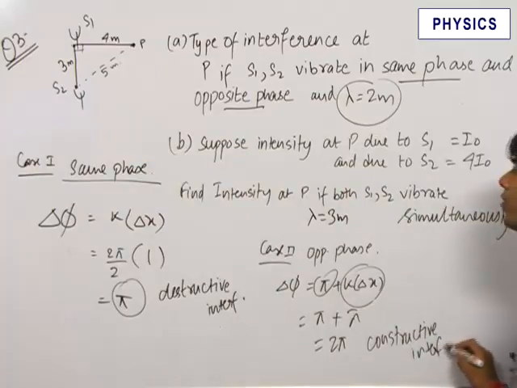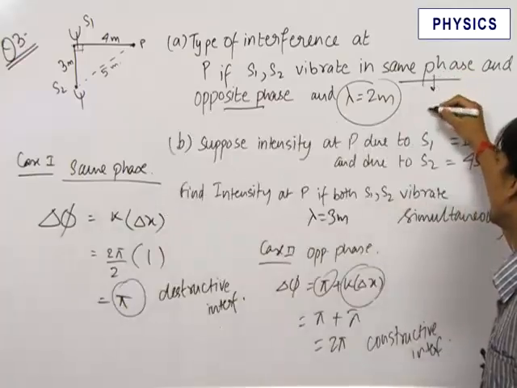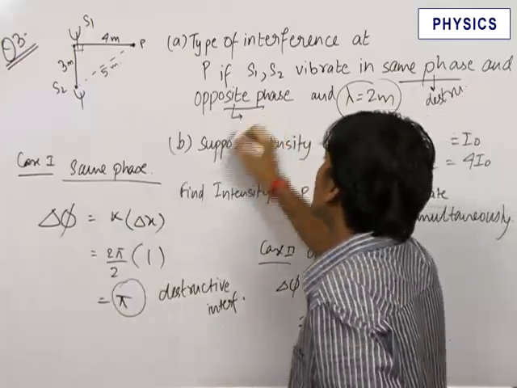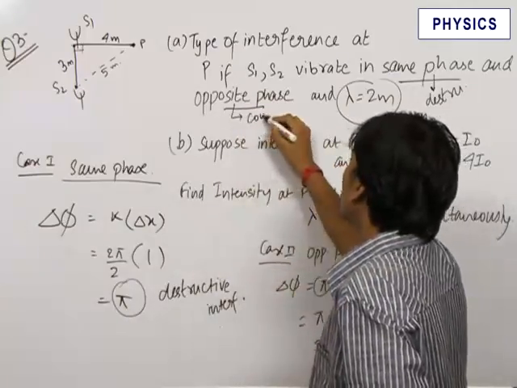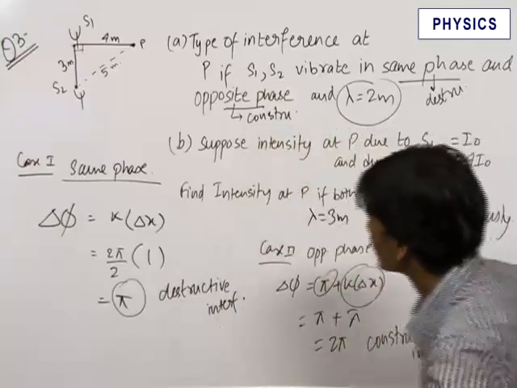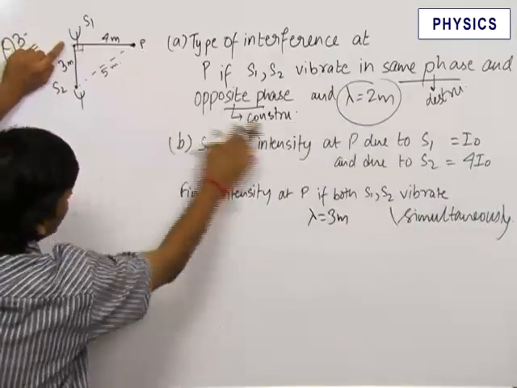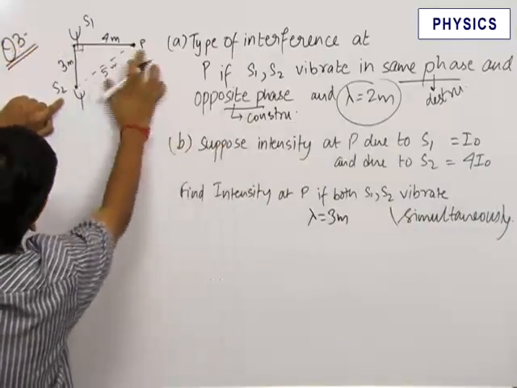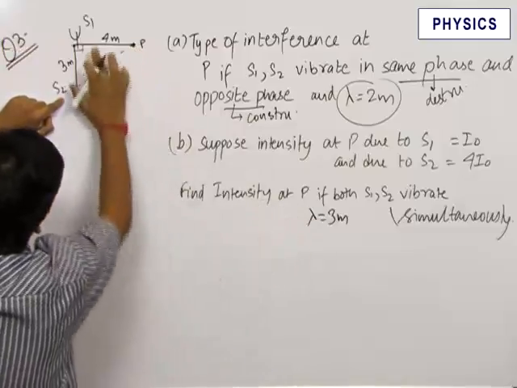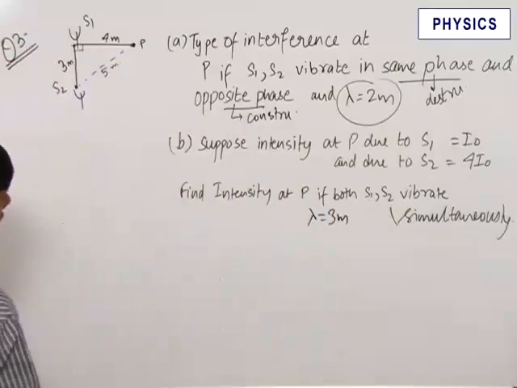Therefore, we get the answers for our first part, that is if they vibrate in the same phase, then at point P we will have destructive interference, and if they vibrate in the opposite phase, then at point P we will have constructive interference. Now, let us look at the B part. Intensity at P due to S1 is I0 and intensity at P due to S2 is 4 I0. We need to find out the intensity at P if both S1 and S2 vibrate simultaneously, that is in the same phase, and lambda in this case is given to be equal to 3 meters.